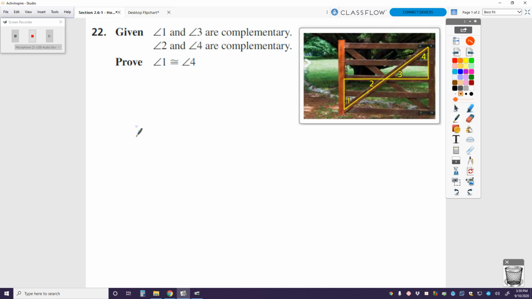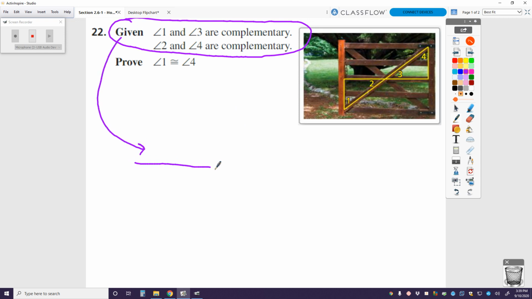All right, so first things first. Let's take our given information. Let's drop it down here on a line. Let's make it a straighter line. There we go. And we'll say there's our given.